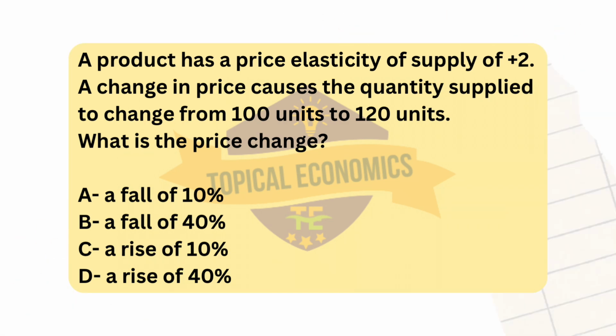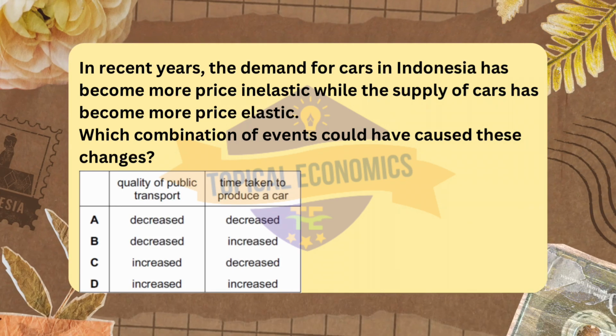Moving to question 14. In recent years, the demand for cars in Indonesia has become more price inelastic, while the supply of cars has become more price elastic. Which combination of events could have caused these changes? Reference, 2015 May-June version 3. The correct answer for this question is option A.